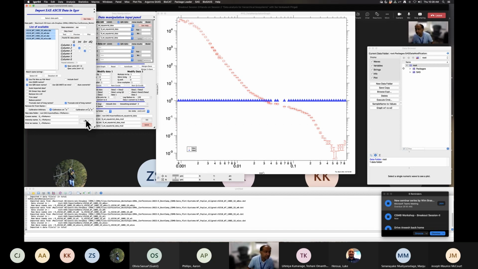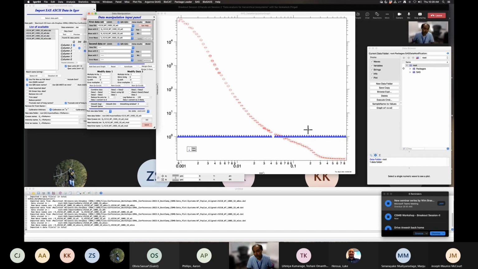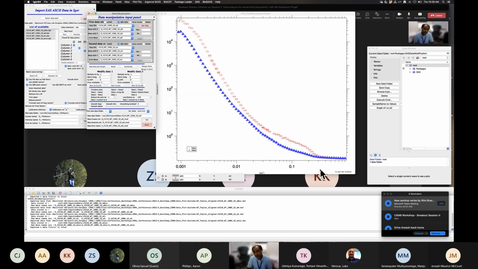Okay, so load them again. The ones which are just wedge 0, wedge 1, wedge 0 after subtraction, wedge 0 before subtraction. So I'm going to go with the wedge 0 and plot that. Now you can see this is not subtracted. In fact, if I plot even the wedge 1, you can see that they both match. This is the curve, raw data curve we get.